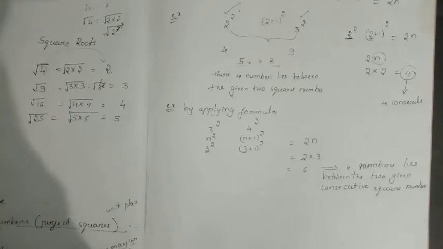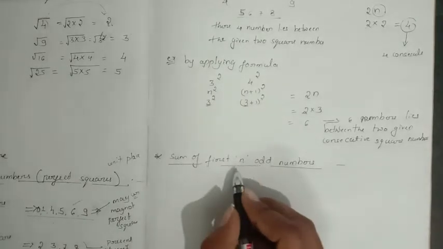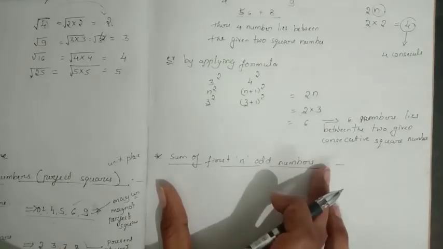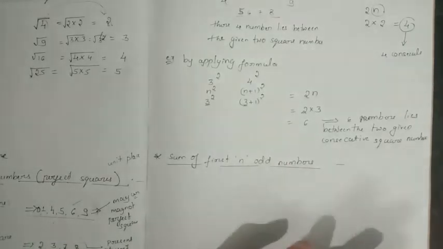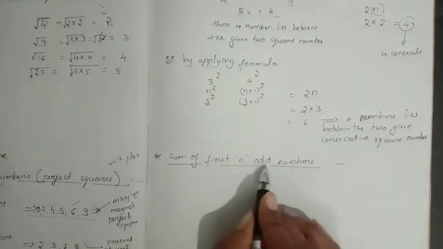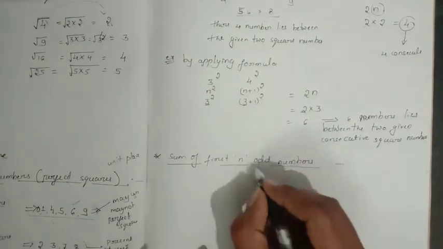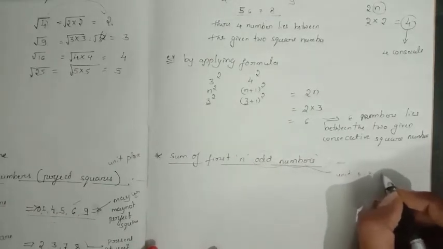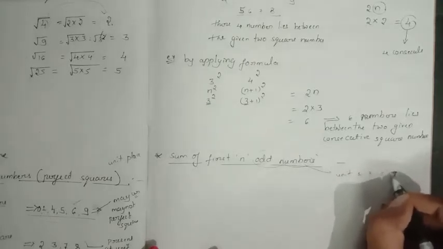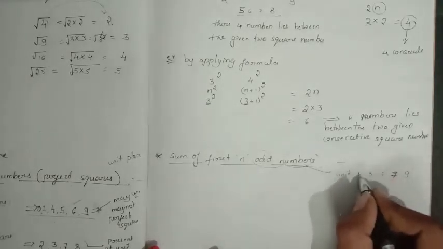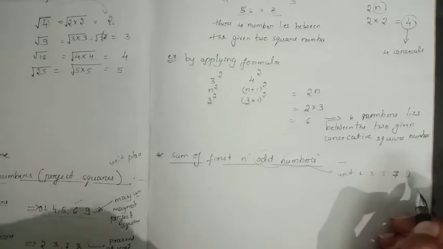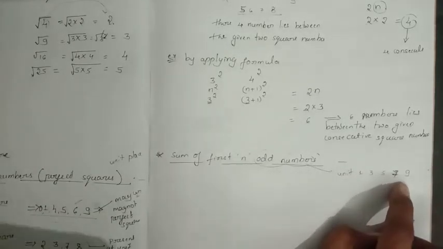Okay, next we will move towards the sum of the first n odd numbers. Don't worry about the concept, just try to understand what it means. You will come to know when you are solving the exercise. What do we mean by odd numbers? If the unit place has the values 1, 3, 5, 7 and 9, these are not divisible by 2. These are examples of odd numbers.